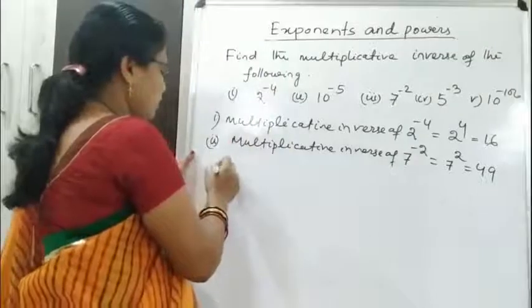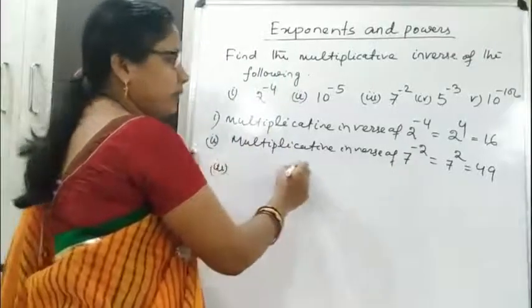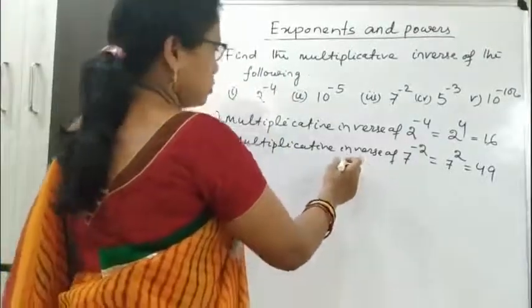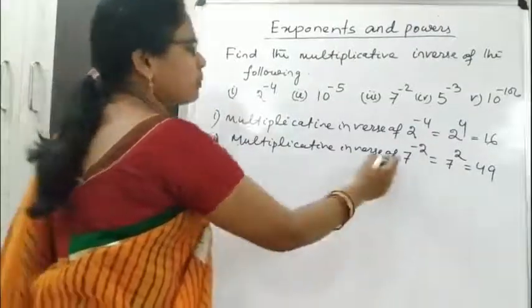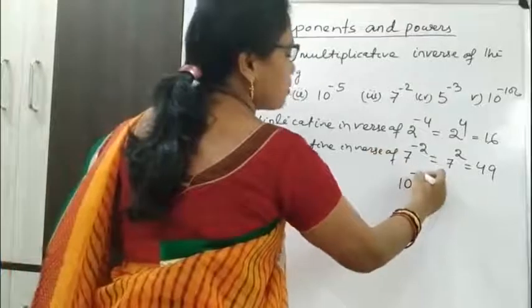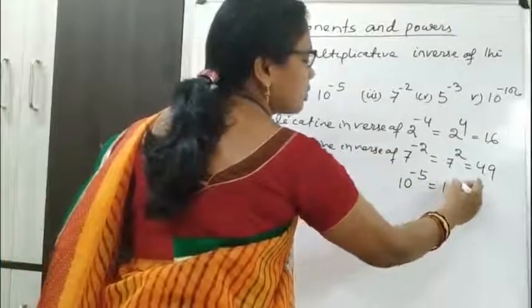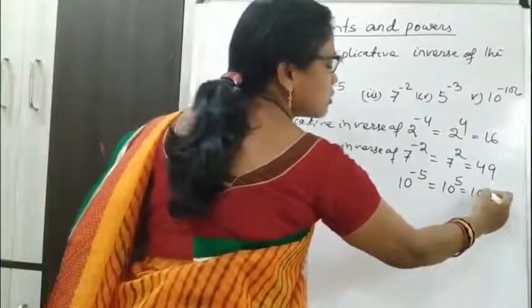Then third one, the multiplicative inverse. So this is third bit. The multiplicative inverse of 10 to the power minus 5 is equal to 10 to the power 5.